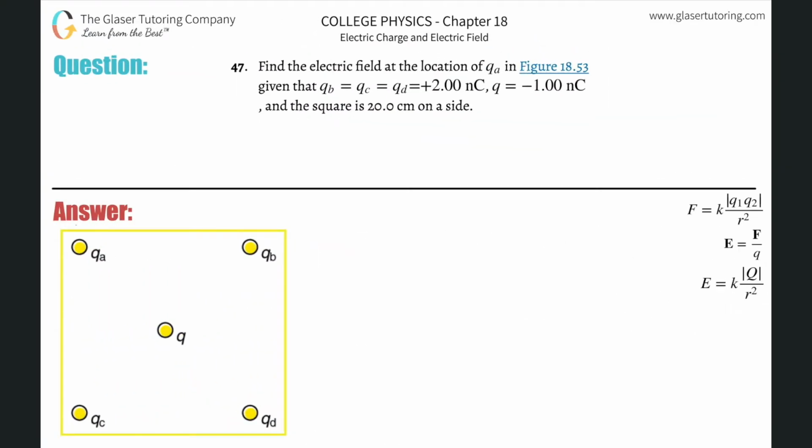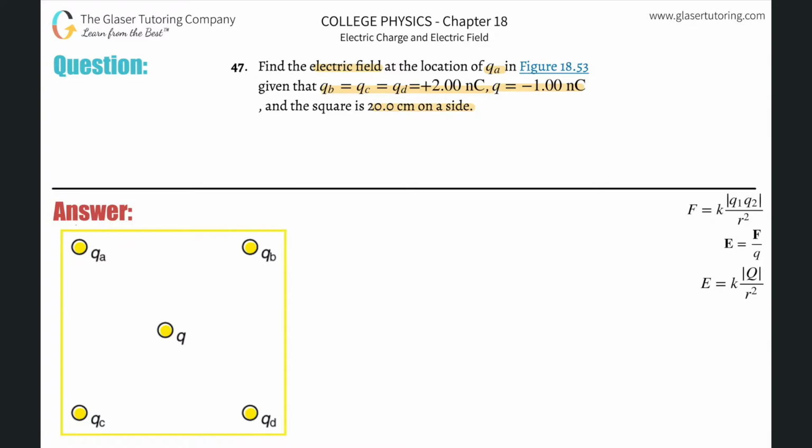Number 47. Find the electric field at the location of Q_A. In figure 18.53, given that Q_B, Q_C, Q_D all equal 2 nanocoulombs and q is equal to negative 1 nanocoulombs, and the square is 20 centimeters on a side. All right, so the problem sounds hard, but it's actually fairly straightforward how to do it.